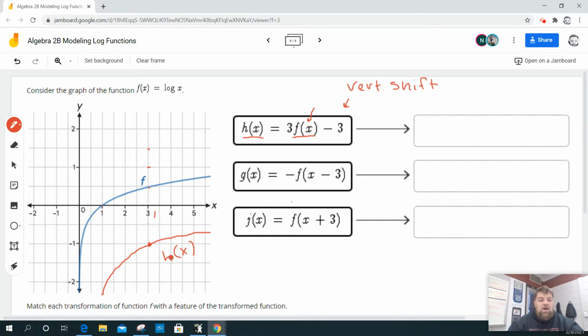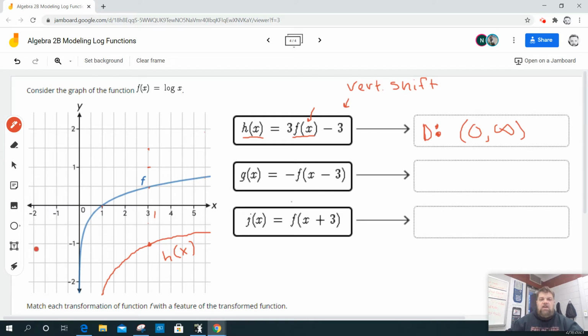So then what is the domain of h of x? Because they do give us some options. Well, the domain of h is still going to be from 0 to positive infinity. This will approach 0, but it'll never cross 0 because my original function doesn't cross 0. Okay? There's no horizontal shift, so it doesn't cross over.